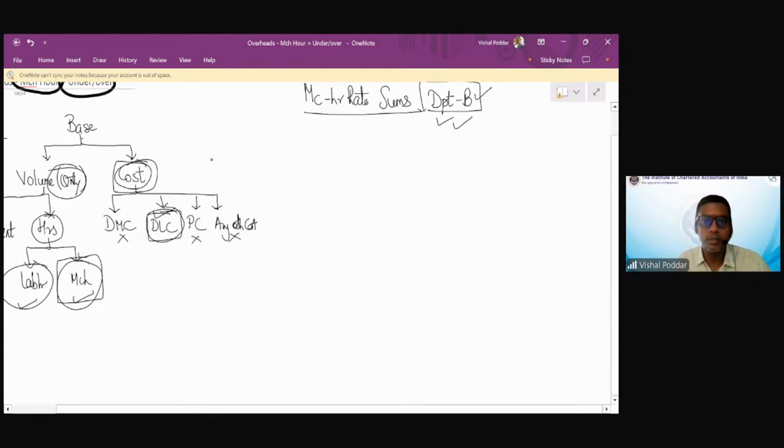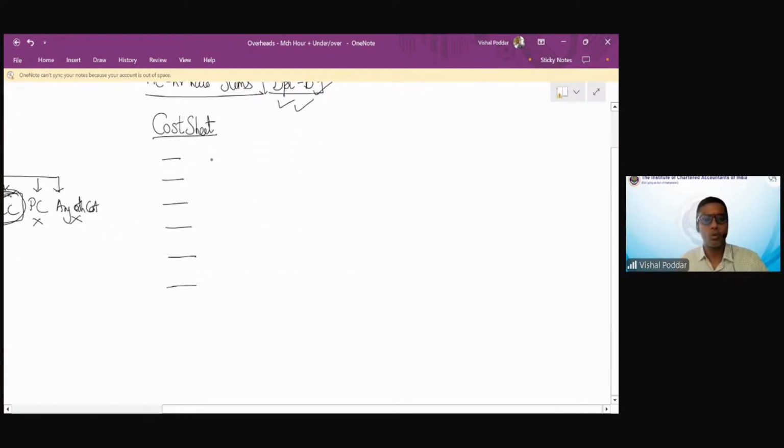Now, since this department is a machine department, we know that the basis is going to be machine hours. In this sum, we have to simply prepare a cost sheet where we will add up all the overhead expenses of this particular department given in the sum. That will give us the total cost or total overheads of this department.